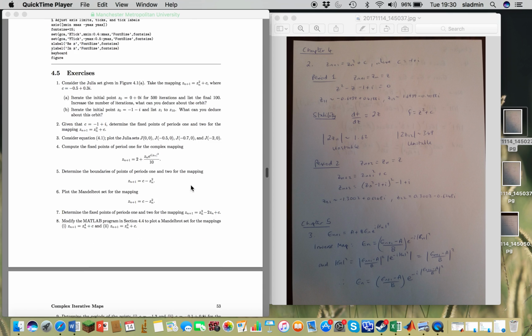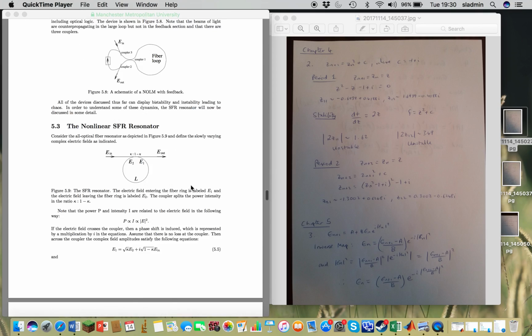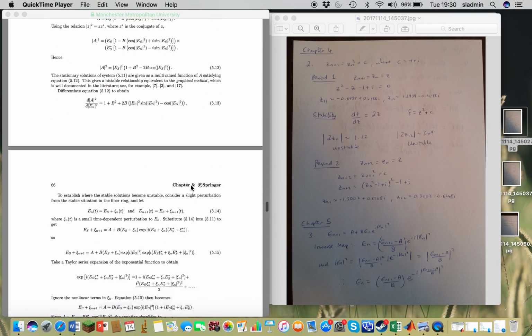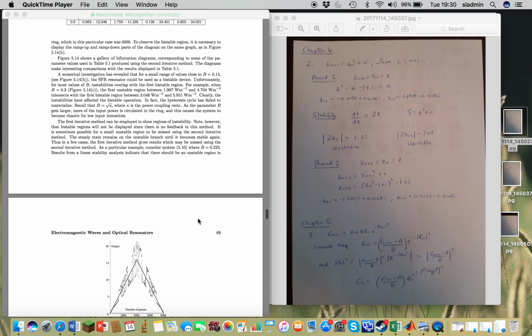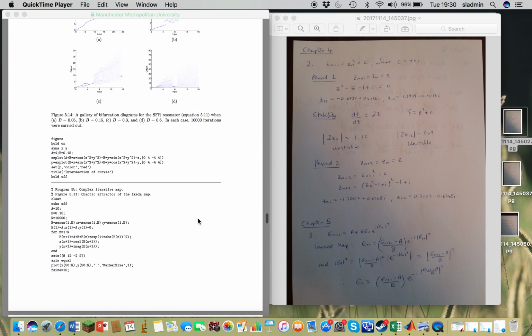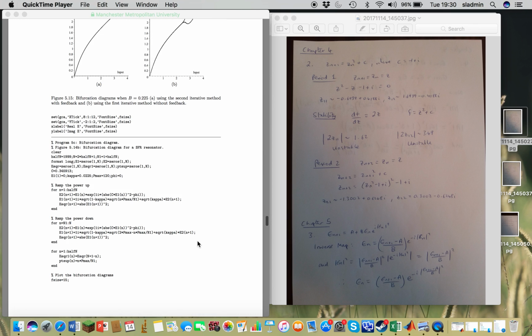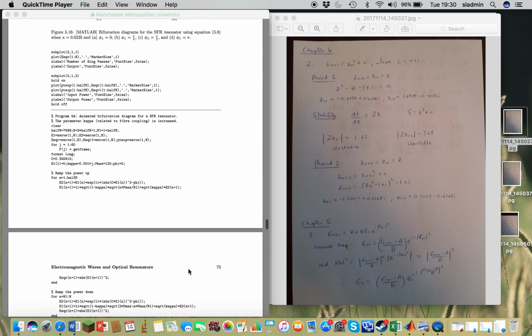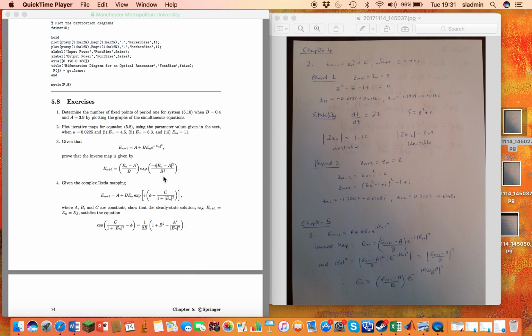Finally, we go on to chapter 5. So we're going to do exercise 3 from chapter 5, which is the Ikeda map problems. In question 3, we're asked to determine the inverse of an Ikeda map. So here's question number 3. Here's the Ikeda map, and we want to prove that this is the inverse map.